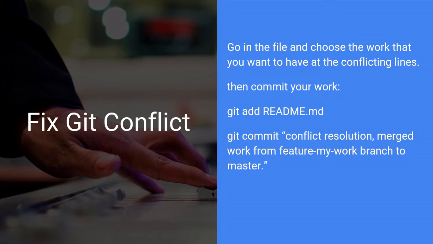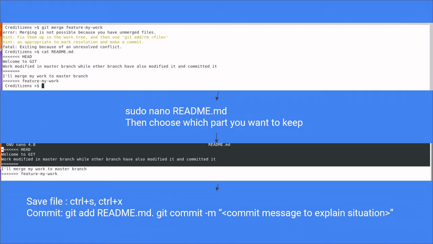So how to fix it? I'm just going to show you very quickly how to fix it. You go in the file and you choose the work that you want to have at the conflicting lines. Then you commit your work. Those were the steps that the error message was giving us. So we just follow the instructions basically. And after that we do our commits. So git add and git commit with a nice message also explaining what happened.